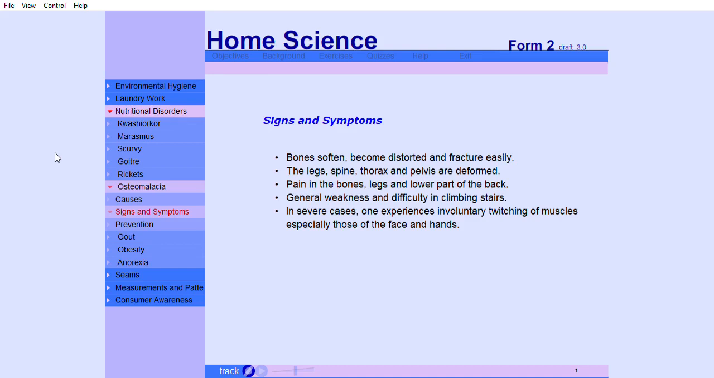Bones soften, become distorted, and fracture easily. The legs, spine, thorax, and pelvis are deformed. Pain in the bones, legs, and lower part of the back. General weakness and difficulty in climbing stairs. In severe cases, one experiences involuntary twitching of muscles, especially those of the face and hands.